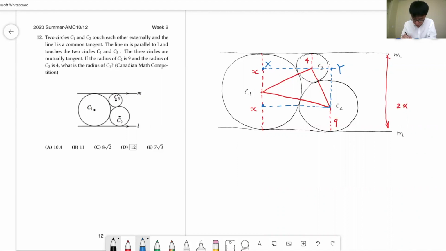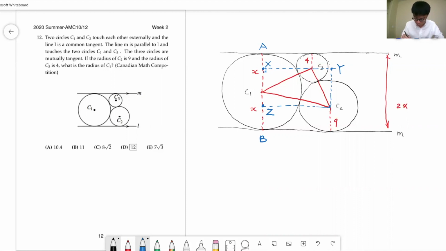And this is like X, Y, Z. So X, Y, C2, Z is a rectangle. Okay. So let me call this AB. AB is perpendicular to these two parallel lines. All right. The radius of the largest circle is x.